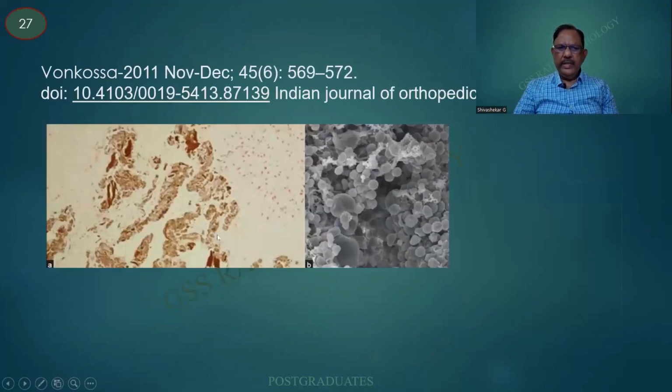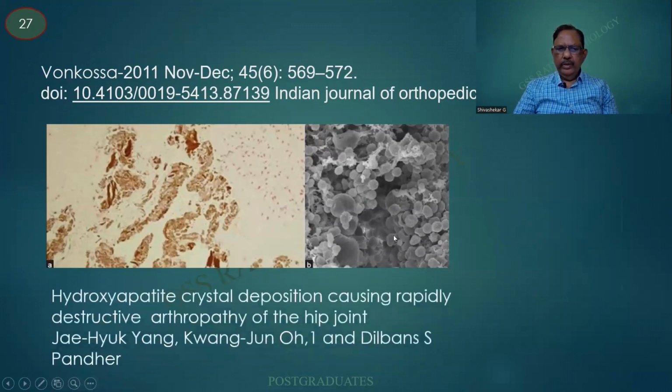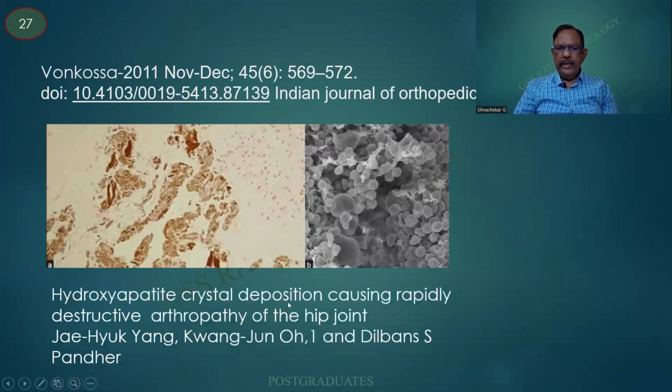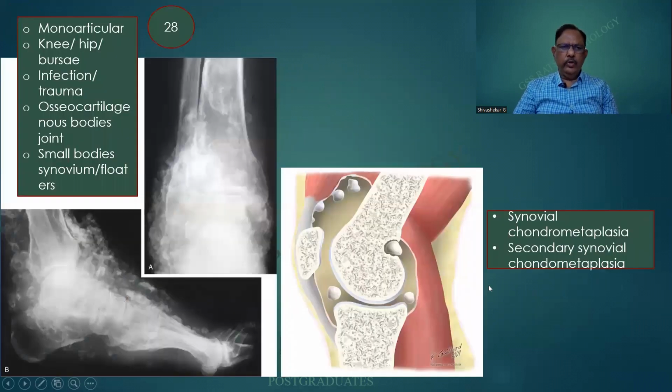This is yet another example. I find that there can be a blackish discoloration caused by von Kossa, which also can be an IX marker. And look at the precipitation of the calcium. This is the hydroxyapatite crystal deposition that is causing a destructive arthropathy.